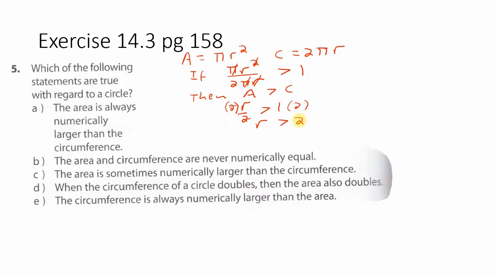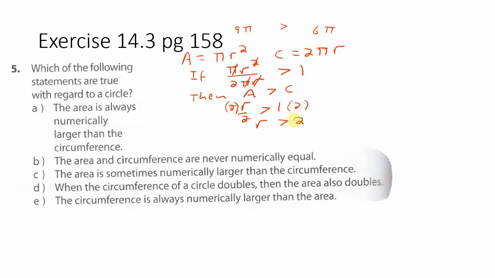Let's test this. Let's say the radius is 3. Then we have here 3 squared, which is 9 times pi. So the area is 9 pi. Let's substitute 3 in the radius for the circumference. So now we have 2 pi times 3. 2 times 3 is 6, so it's 6 pi. So we can see it's in fact the case that 9 pi is greater than 6 pi. So a radius of 3, which is greater than 2, will give an area larger than the circumference.